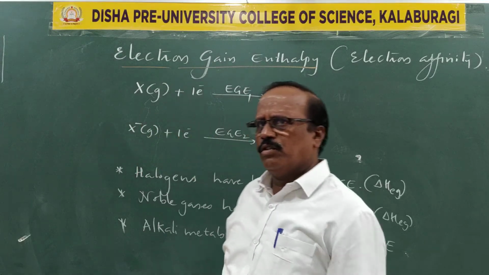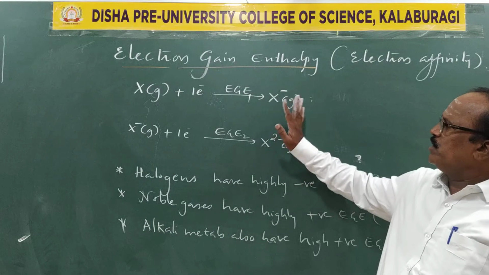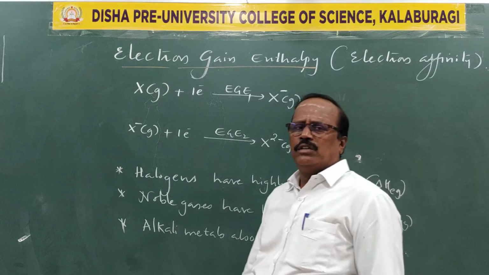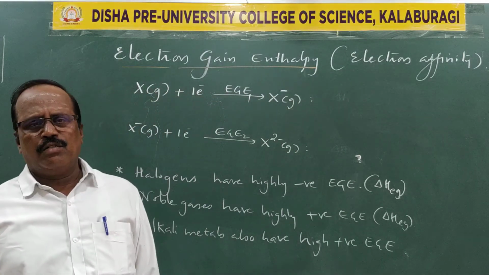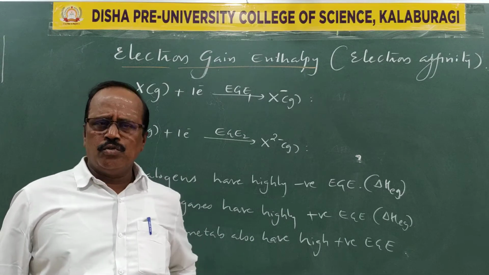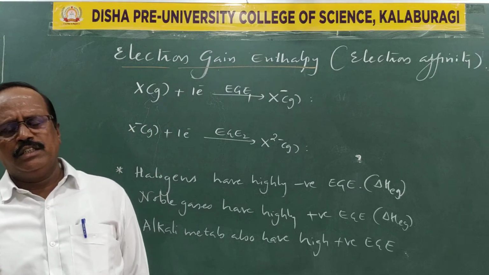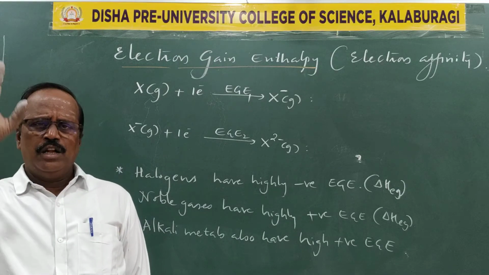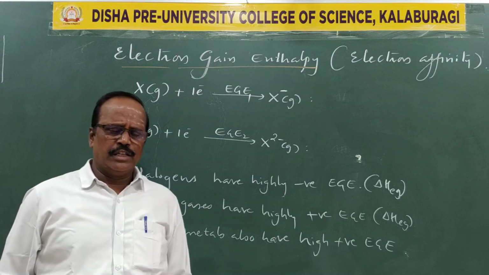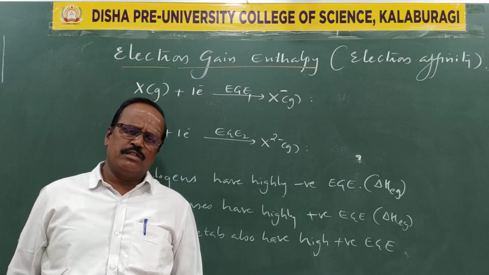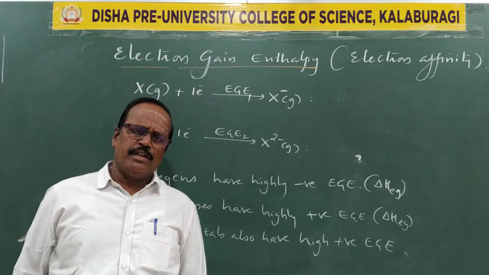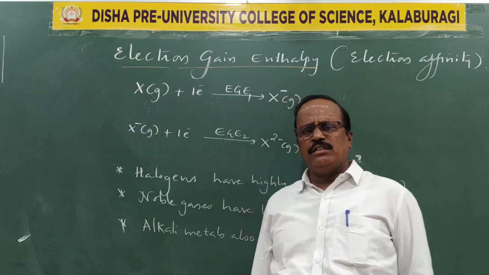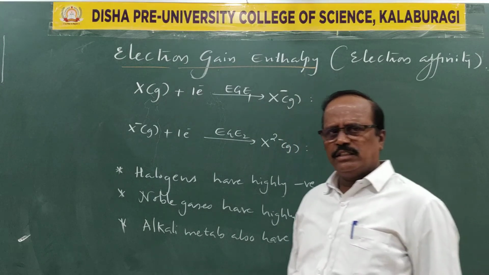Don't get confused. Once again, in today's class we discussed the definition of ionization energy. What did we understand? It is the amount of energy required to remove the most loosely bound electron from an isolated gaseous neutral atom. Down the group it decreases because atomic size increases. Along the period it increases because effective nuclear charge increases and non-metallic character increases.